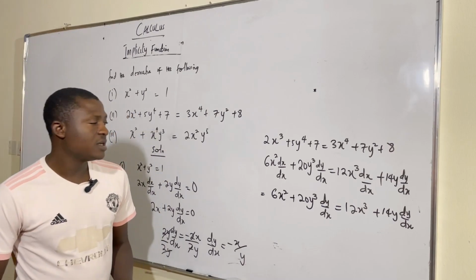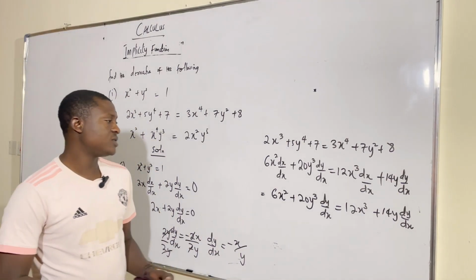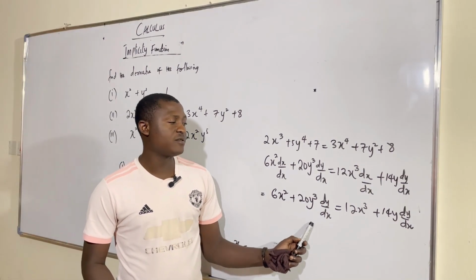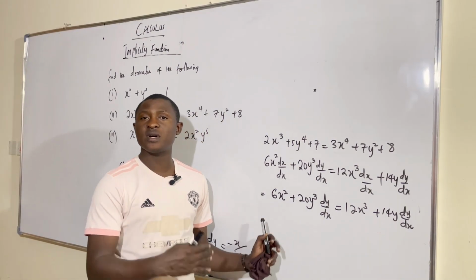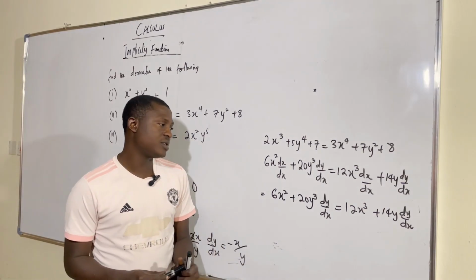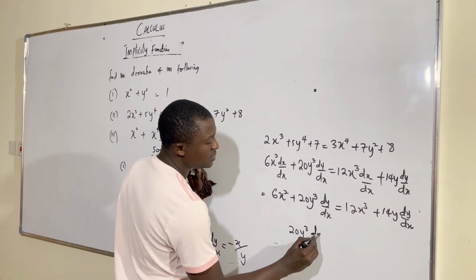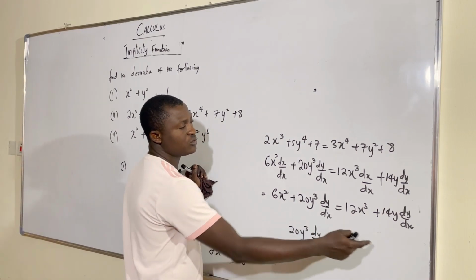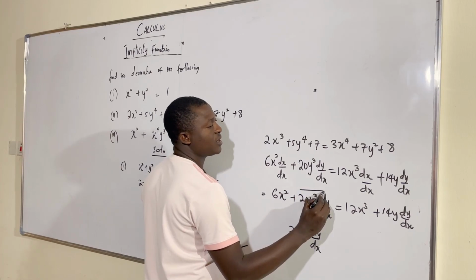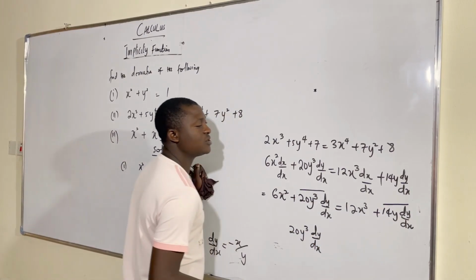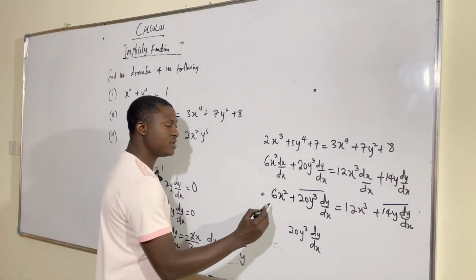So the next step is the terms with dy dx on one side, the ones without dy dx on the other side. If you look at it, you can see here we have dy dx, at the same time here too, we also have dy dx. So here I can have 20y cubed dy dx, the one that we have here. I want to bring this one to this side because we have dy dx. So the one with dy dx on one side, the one without dy dx on the other side, just like this and this.